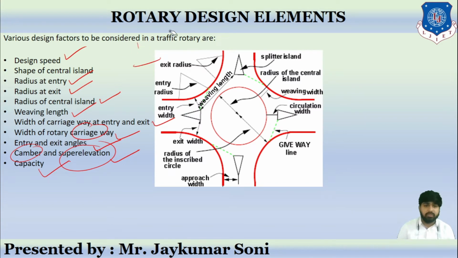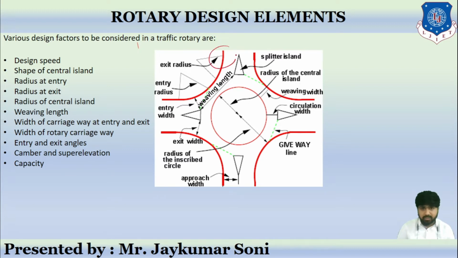This is one of the photos that I have provided over here. This is exit radius. This is entry radius. This is weaving length. Weaving length means when traffic is taking a turn from here to here and the width of this particular road is very less, that is called weaving length. This is called splitter island because it is splitting the movement in the directions. This is called inscribed circle radius, from this point to this point, and this is the diameter of that particular thing. This is weaving width once again.